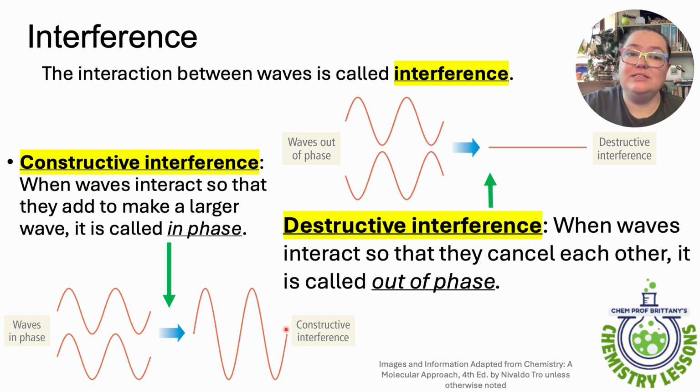Likewise, destructive interference is when our waves are out of phase. So our peak and our trough are what's interacting. So peak here, trough here, and they cancel each other out. Now, it doesn't have to be completely canceling out. It can just be we get a smaller wave, or it can be that they completely cancel out. It just depends on the waves and how they're interacting. But we call that them being out of phase and destructive interference.